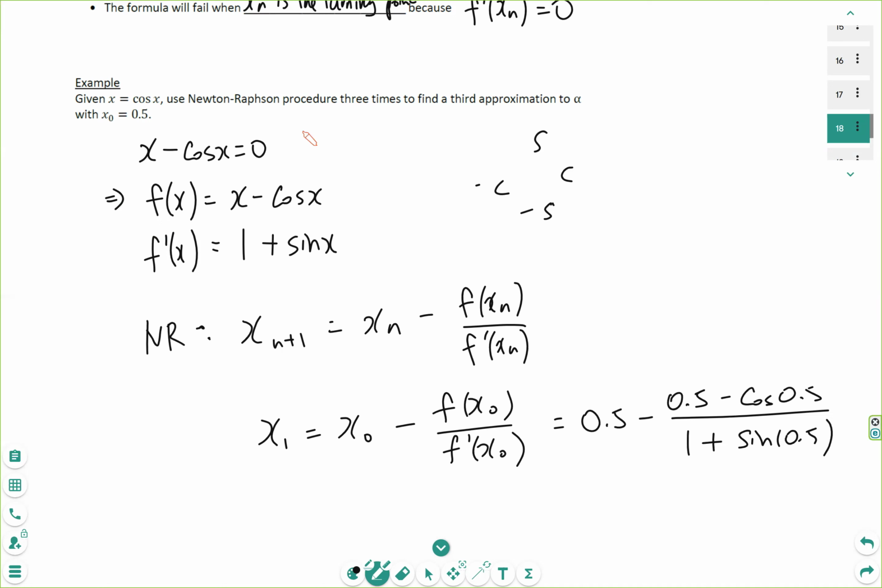I believe the question should be in radians, because degrees would be too small. Make sure you're calculating in radians. You should get 0.755. And then we'll do it again.